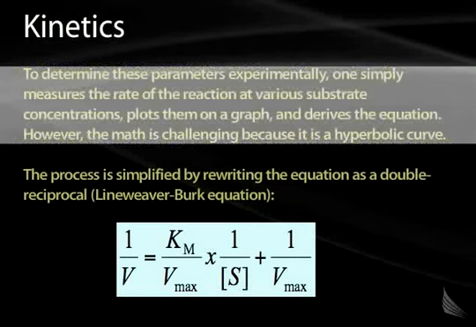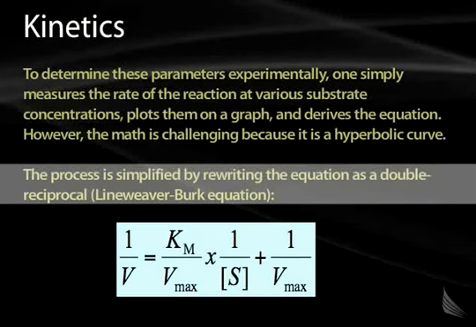Now, if we want to determine these parameters experimentally, you measure the rate of the reaction at various substrate concentrations, you plot them on a graph, and you derive the equation. But the equation of a hyperbola is complicated, and so what we do is we simplify it by rewriting the equation as a double reciprocal. That is, we take both sides of the equation and flip them over. And this is called the Lineweaver-Burk equation. So when you flip it over, you get 1 over the rate, or V, is equal to Km over Vmax times 1 over the substrate concentration plus 1 over Vmax.